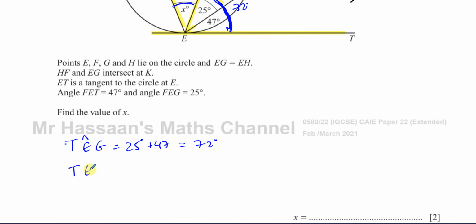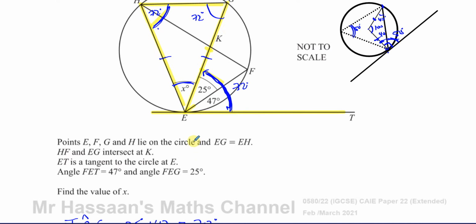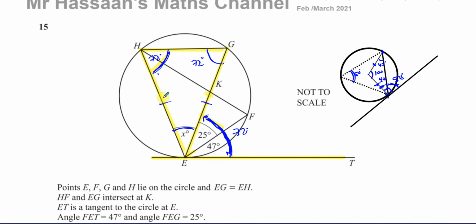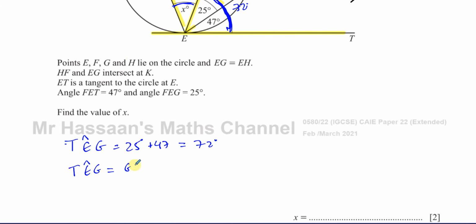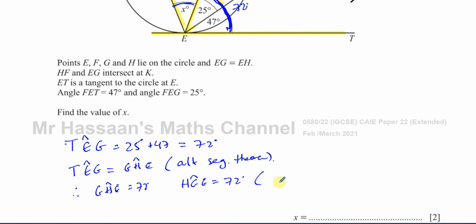And we can say angle TEG is the same as angle GHE. Why? Alternate segment theorem. That's fine, you can just write that. So therefore we can say GHE is equal to 72. And we can say also that angle HGE is also equal to 72 degrees. And you can just mention isosceles triangle.